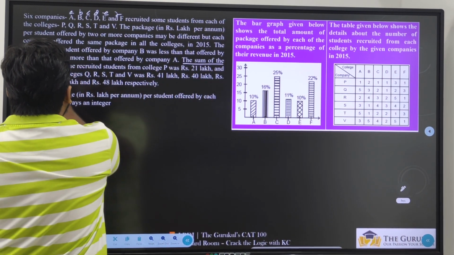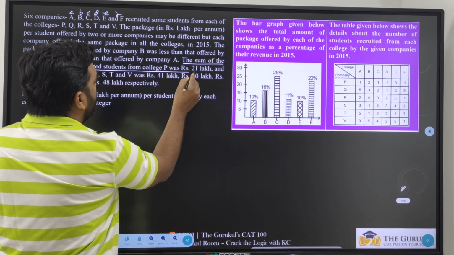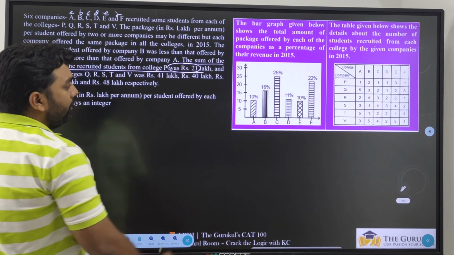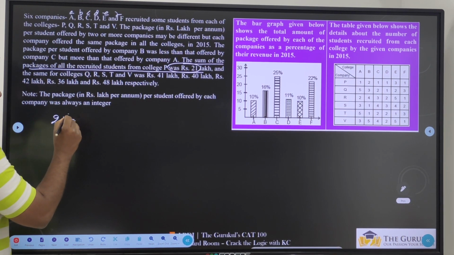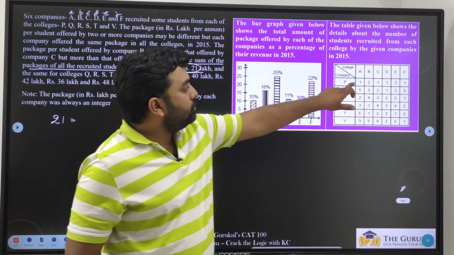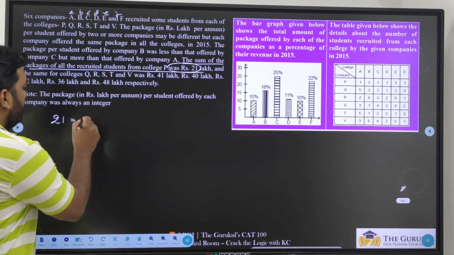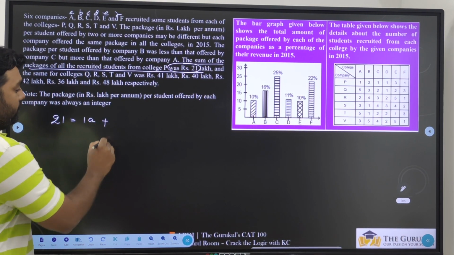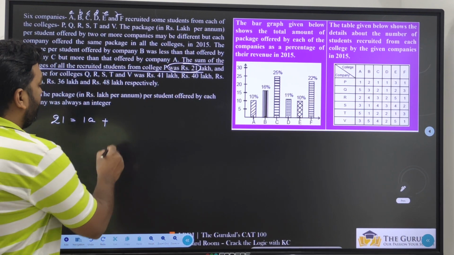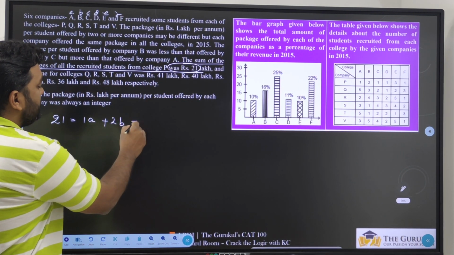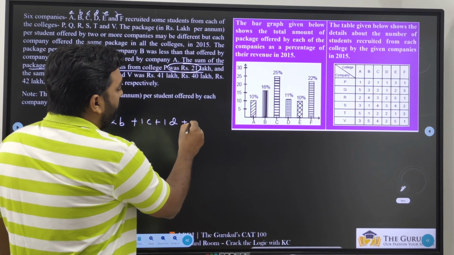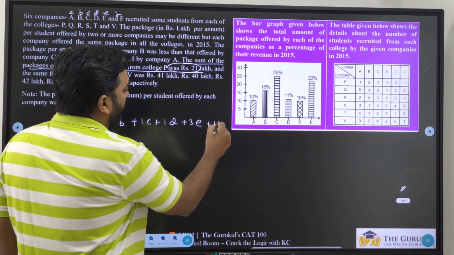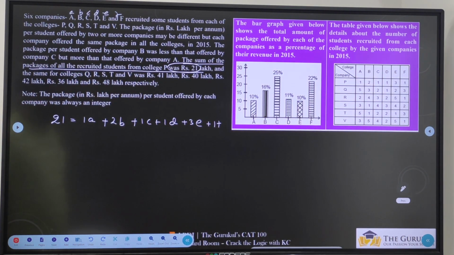The sum of the packages of all the students recruited from college P was 21 lakh, which means this 21 lakh is equal to, one student went to company A, he got A rupees as the package. 2 students went to company B, so he got 2B rupees as the package. 1 student to C, 1C plus 1D plus 3E plus 1F. Can I say this is the only story which is happening?